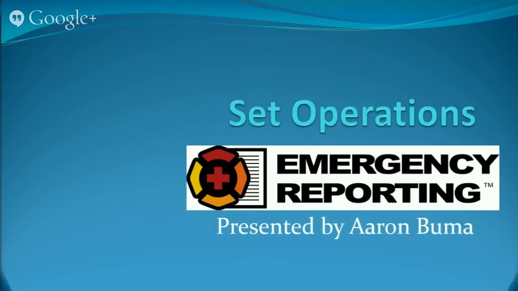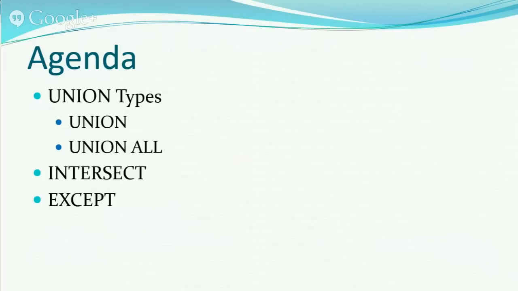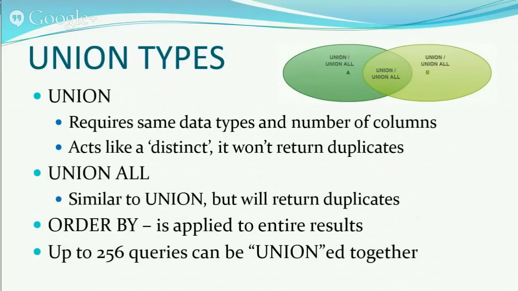Right. Set operations. We're going to cover union and union all. Those are 2 types of set operations, along with intersect and except, and the differences between those and how those are similar to the union and union all statements.